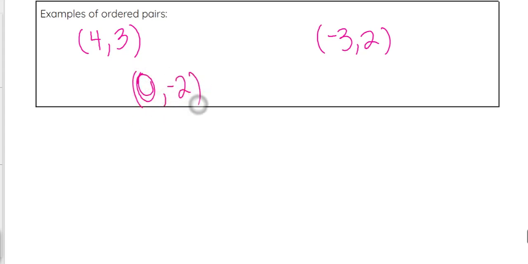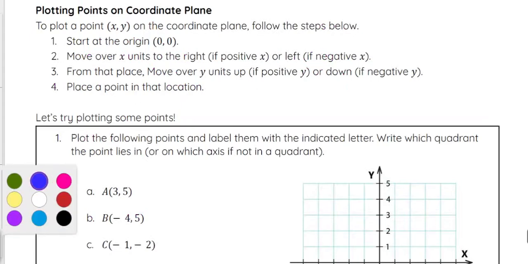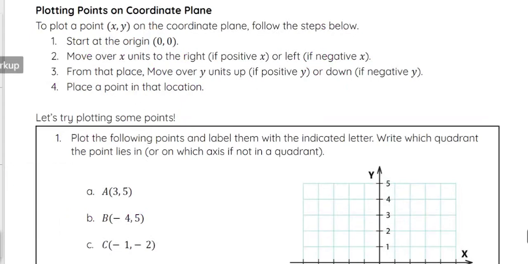So let me give you a couple examples of multiple ordered pairs. So for example, we could have (4, 3). That could be an ordered pair, or (-3, 2). Or maybe it's (0, -2), or maybe it's (1, 0). So those are just some examples of ordered pairs. Now, there are an infinite number of ordered pairs, but these are just some examples to give you an idea that they could be positives, negatives, zeros. It is all fair game. So let's go ahead and talk about plotting points on a coordinate plane.